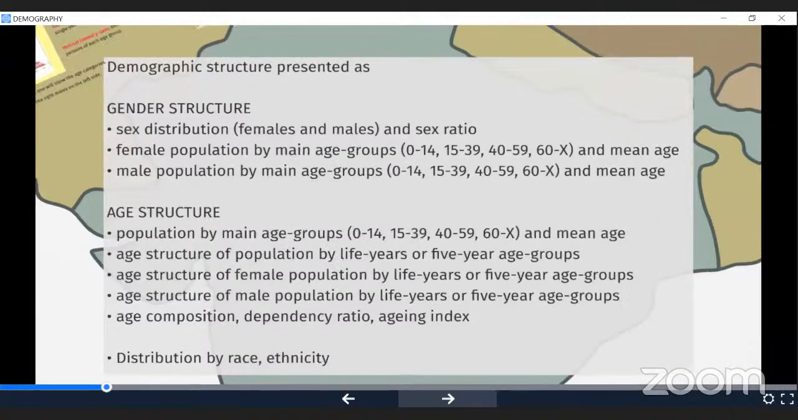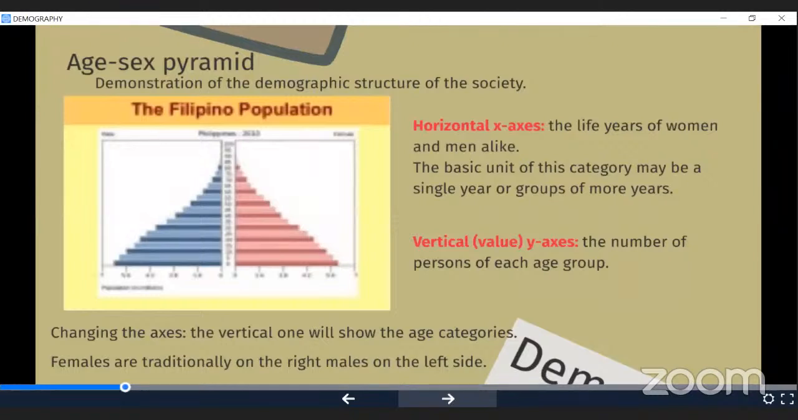Okay. So usually it's represented as gender compared to age. You will see your population pyramids in the following slides, and this is an important concept. This is your age sex pyramid, which demonstrates the demographic structure of the society. So in your exam, expect to see these kinds of pyramids, and you have to know what kind of pyramid and what stage the population is. The horizontal axis, usually that's the life years of women and men alike, and that is the basic unit. Your vertical is the number of persons per age group. And we have different age sex pyramid structures.